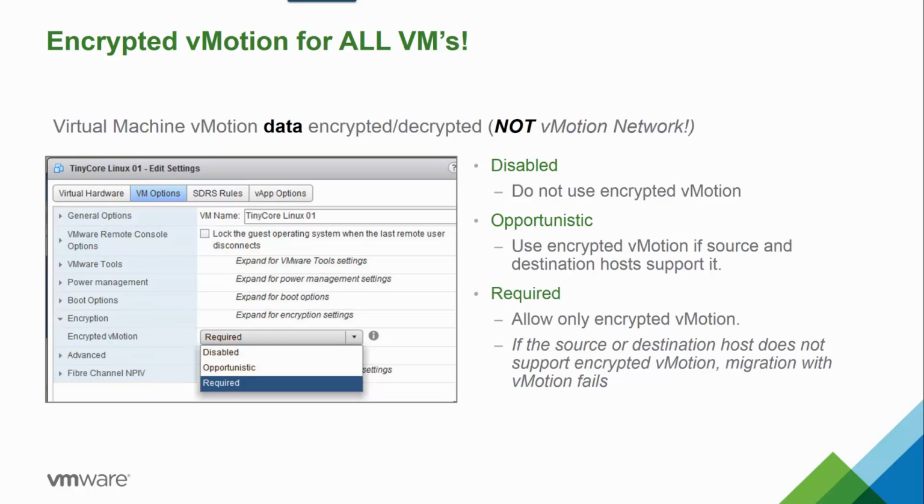Another additional new added security feature enables you now to encrypt all your VMs while vMotioning them. As you see in the image, there are 3 options on how you can handle encrypted vMotion as a default behavior. The first is disabled, where no VMs will be encrypted during vMotion at all. The second is opportunistic. This uses encryption if the source and destination hosts support encryption. And third is required, which will only allow encrypted traffic. So if either the source or the destination host do not support encrypted vMotion, then the migration fails.